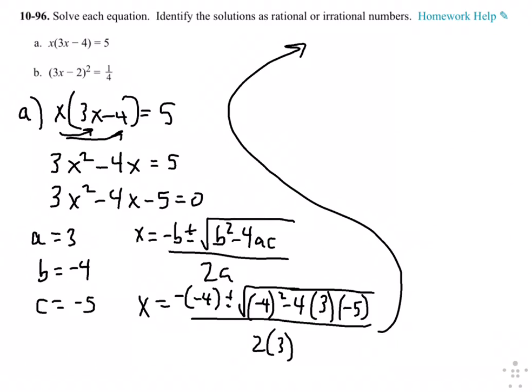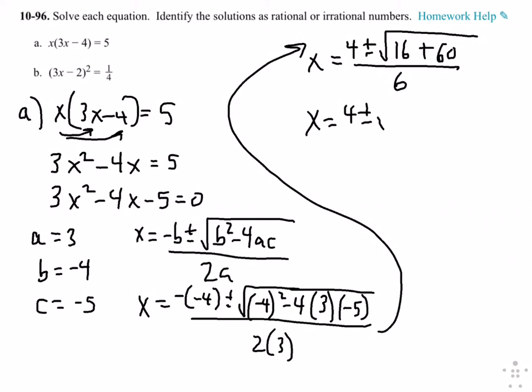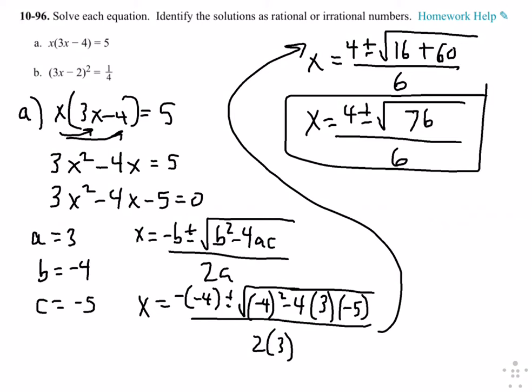Okay, so I get x equals 4 plus or minus, right? Negative 4 squared is 16 plus, because I have negative times negative, 60, all over 6. So that gives me x equals 4 plus or minus root 76 all over 6. So there's my solutions. And then clearly there's a non-perfect square radical, right? So these are irrational answers, right?